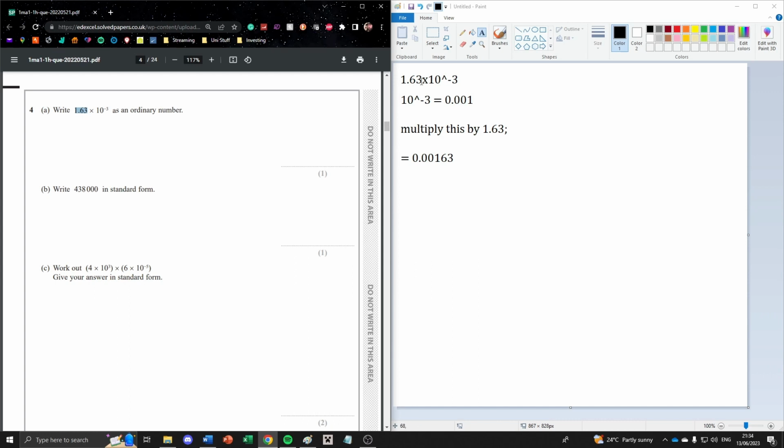Then obviously we're just going to multiply this, as we've done here, by 1.63. And that's obviously very simple to just change those digits. So we have 0.00163.